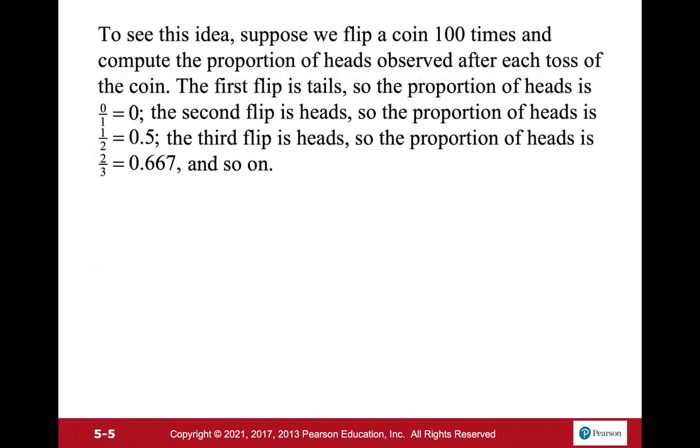Looking at the different outcomes, to see this idea, suppose we flip a coin 100 times and compute the proportion of heads observed after each toss of the coin. Say the first flip is tails, so the proportion of heads is 0 out of the 1 flip, so that would be 0. For the second flip, it's heads, so the proportion of heads would be 1 out of 2 flips, so that's 0.5. The third flip, suppose it's heads, so the proportion is going to be 2 heads out of the 3 that were flipped, so that would be 0.667.